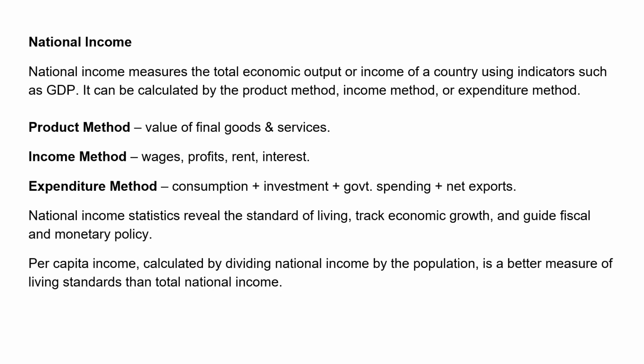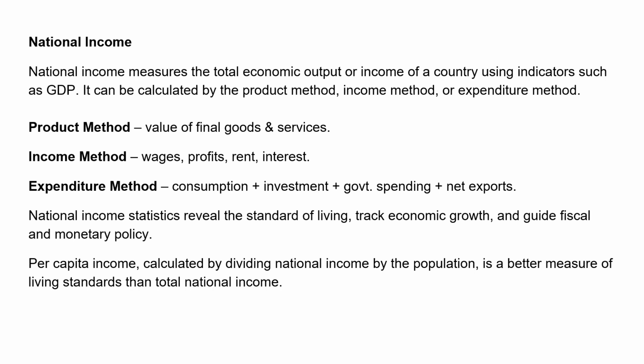Second method is the income method. Income method means if you look at the input of all these final products, you would have people who would have earned wages, there would be people who would have earned profits, there would be people who would have earned rent, or there would be people who would have given loans and gained interest.